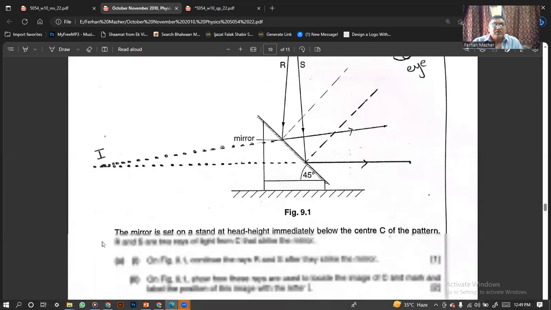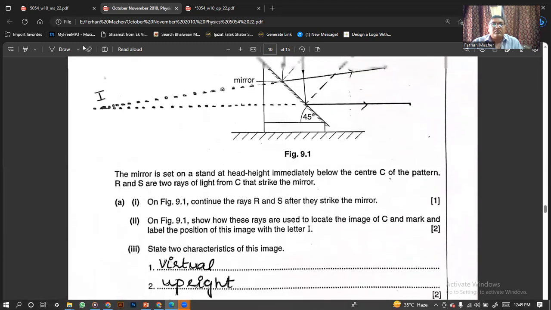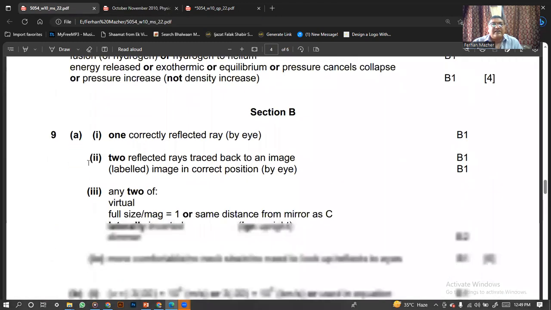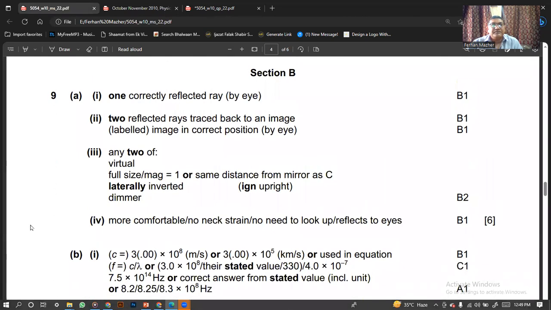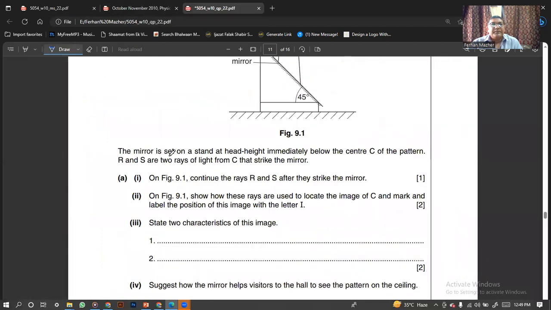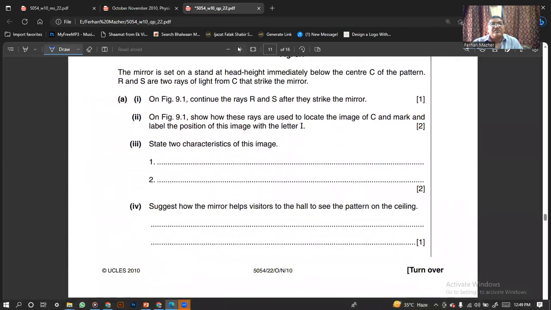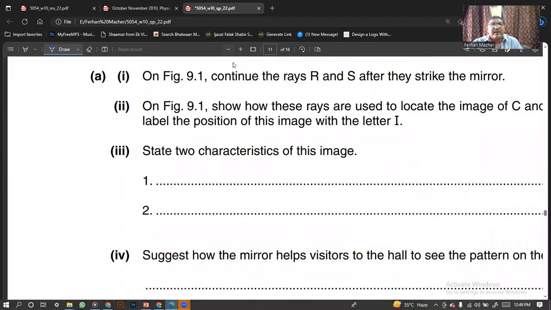Okay, so this is how it is done. I can show you the marking scheme also. These are the two parts. Then the question is: state two characteristics of this image.